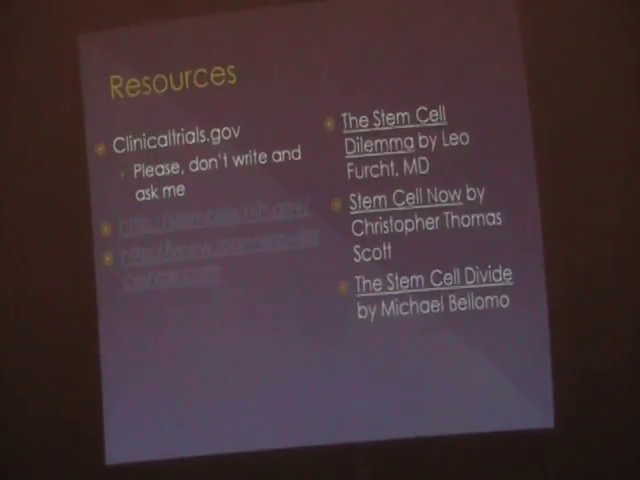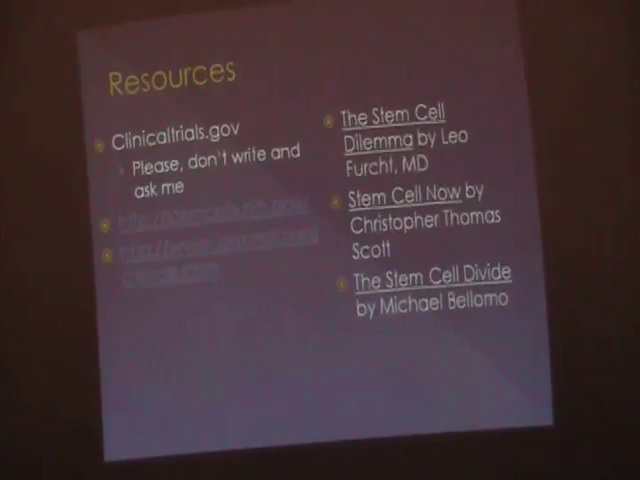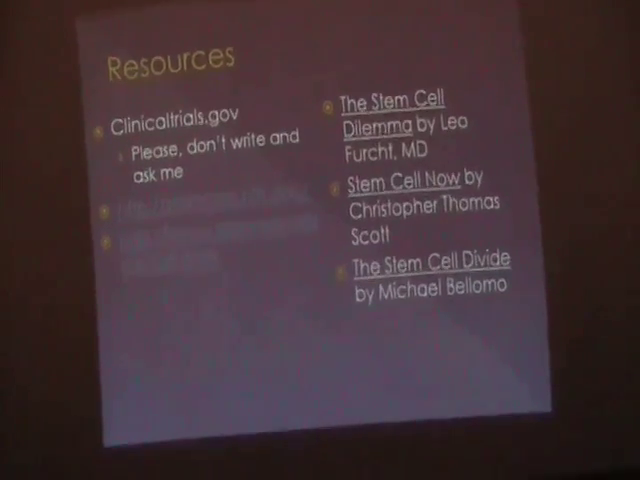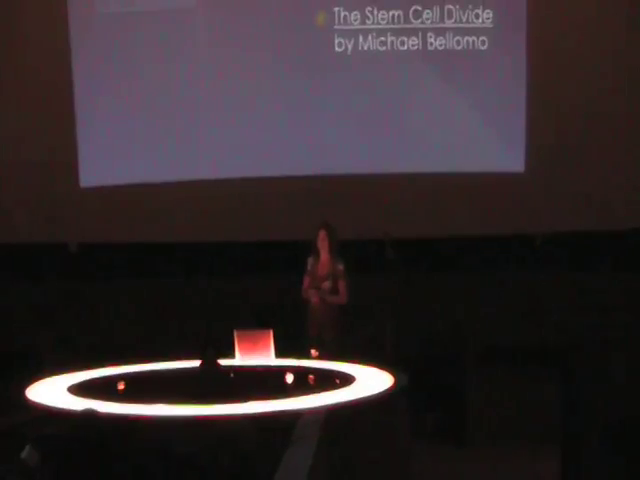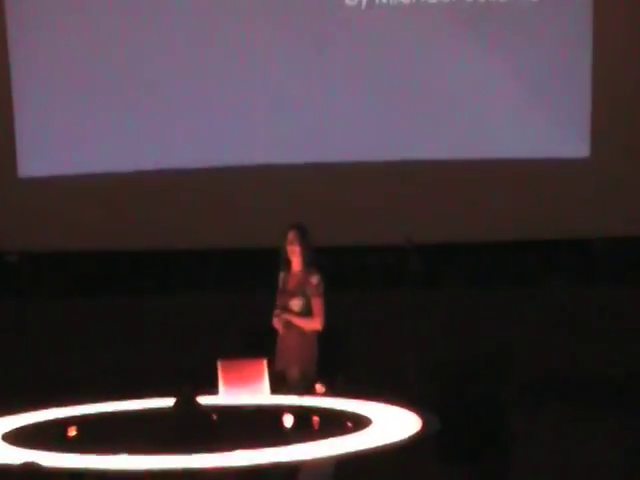I'm just pointing out this last slide because I used a lot of the internet, but I do want to point out there are 3 really good books. If you can get those in the bookstore, the Stem Cell Dilemma is the newest. The one I really, really like is Stem Cell Now. The Stem Cell Divide is good too. A lot of people send me emails saying, where's a clinical trial? I don't know, but there is a website called clinicaltrials.gov. If you're interested in a stem cell trial, you can join up there. Again, there's the stem cells at the NIH site.